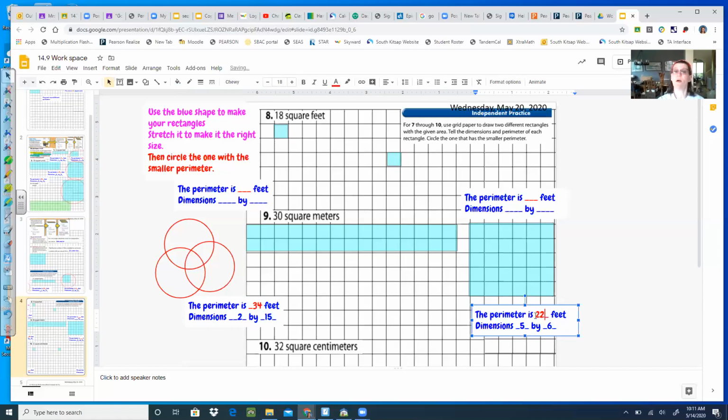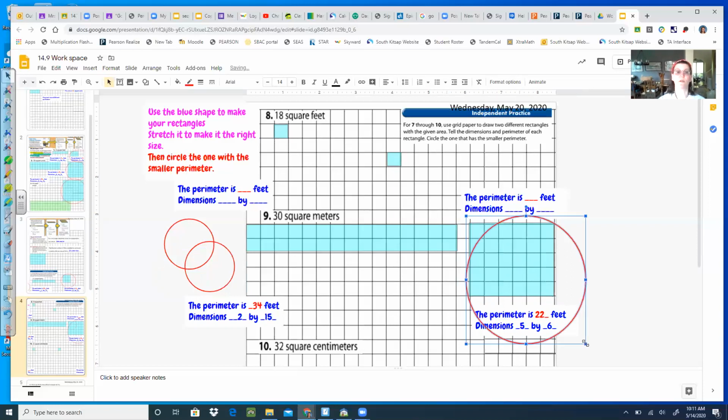This one showed up on your CCR a few days ago, and I had a few people that made a mistake on it and forgot to find the distance all the way around the shape. So now we need to come back and circle the one with the smaller perimeter. So 22, 34. Hopefully you went, oh yeah, this guy is smaller. It's approaching the shape of a square, so it has the smaller perimeter.